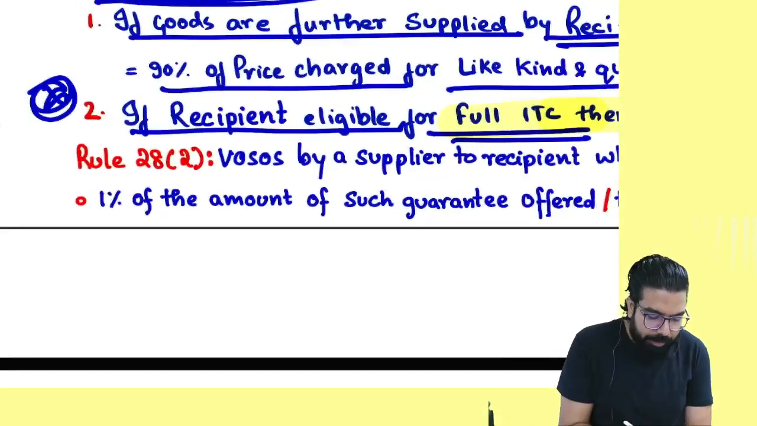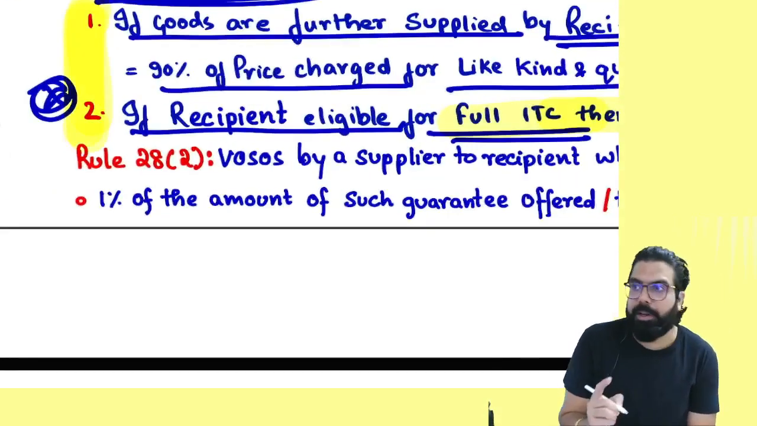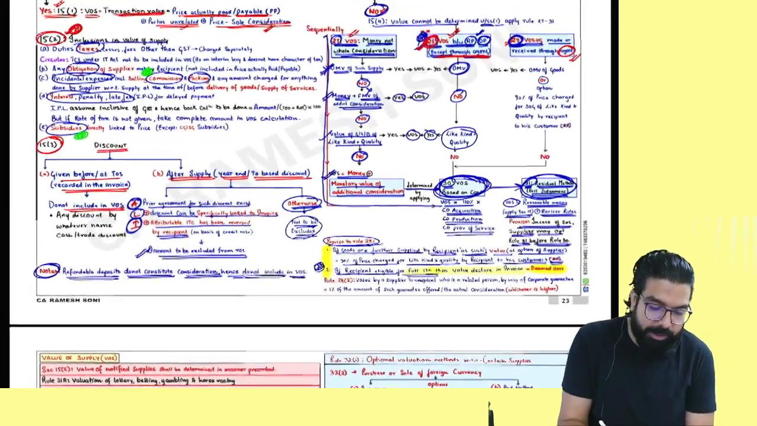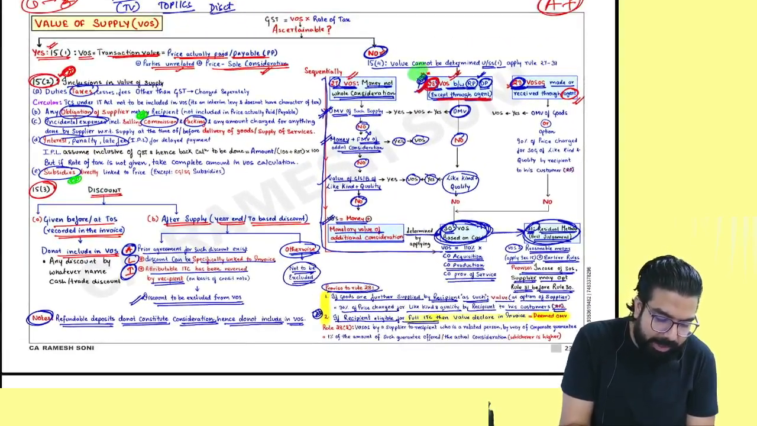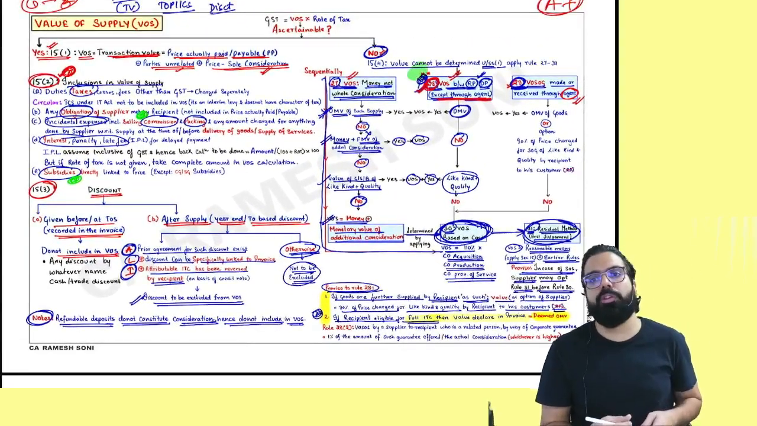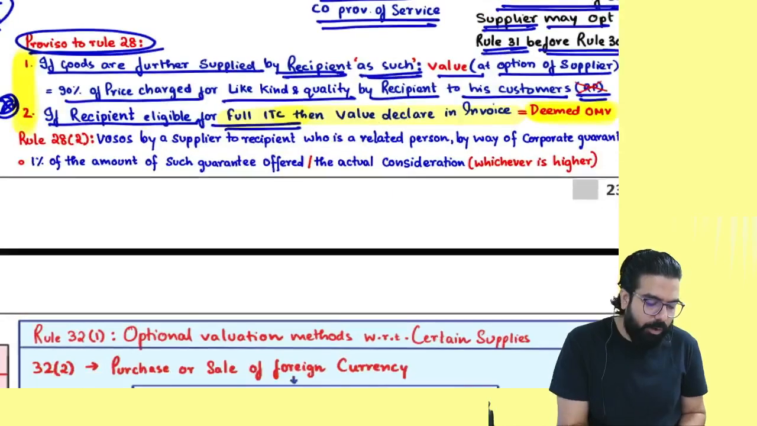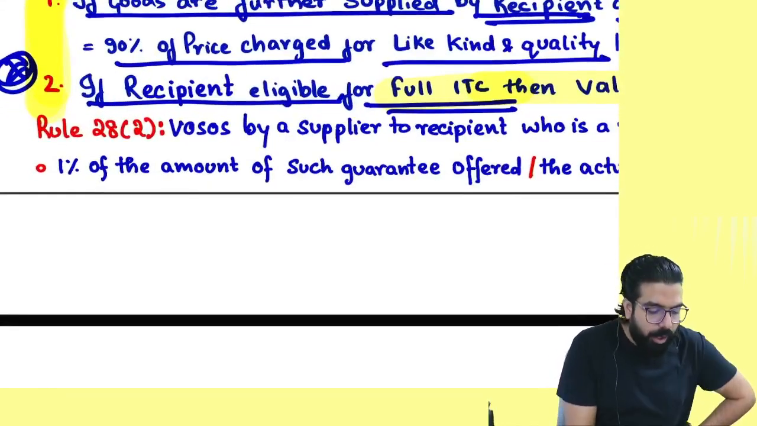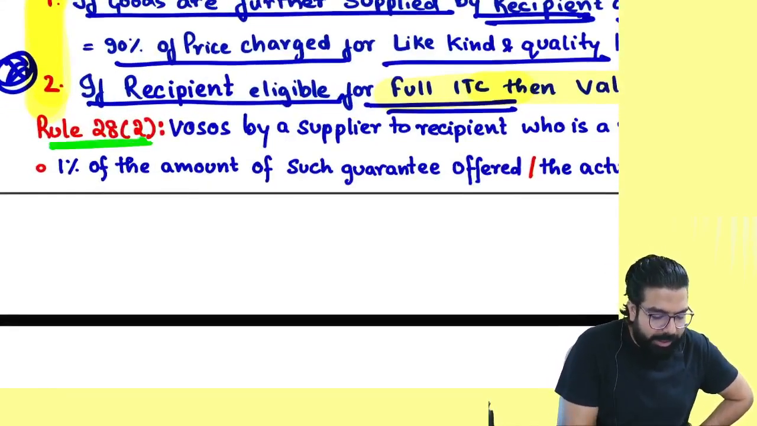Everyone over here now. These two provisos are very, very important. Please do questions on rule number 28 and go. I like rule number 28. They can go ahead and ask you in the exam. Please do questions on rule number 28 and go.